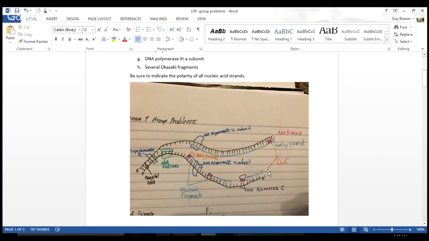strand as well. Here we have DNA polymerase 1 that will change RNA primer to DNA. We have RNA primase at the head of each DNA that's getting replicated. There's the DNA polymerase 3 alpha subunit that replicates the DNA. Here we have Okazaki fragments right there. Here we have another DNA polymerase 3 alpha subunit. Here's DNA helicase, topoisomerase 2, and the black strands are the parental DNA.